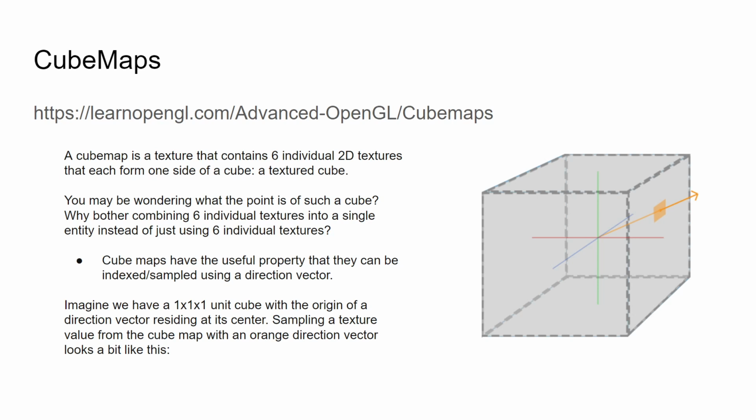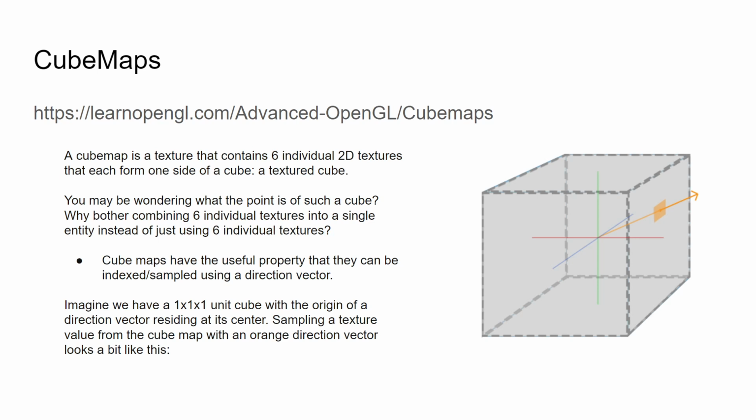So you might be wondering, well, what's the point of that? Why is that so exciting? Why am I all pumped about that? Why bother combining 6 individual textures into a single entity rather than just using 6 individual textures? And the reason is because of this pseudo 3D capability to it, right?